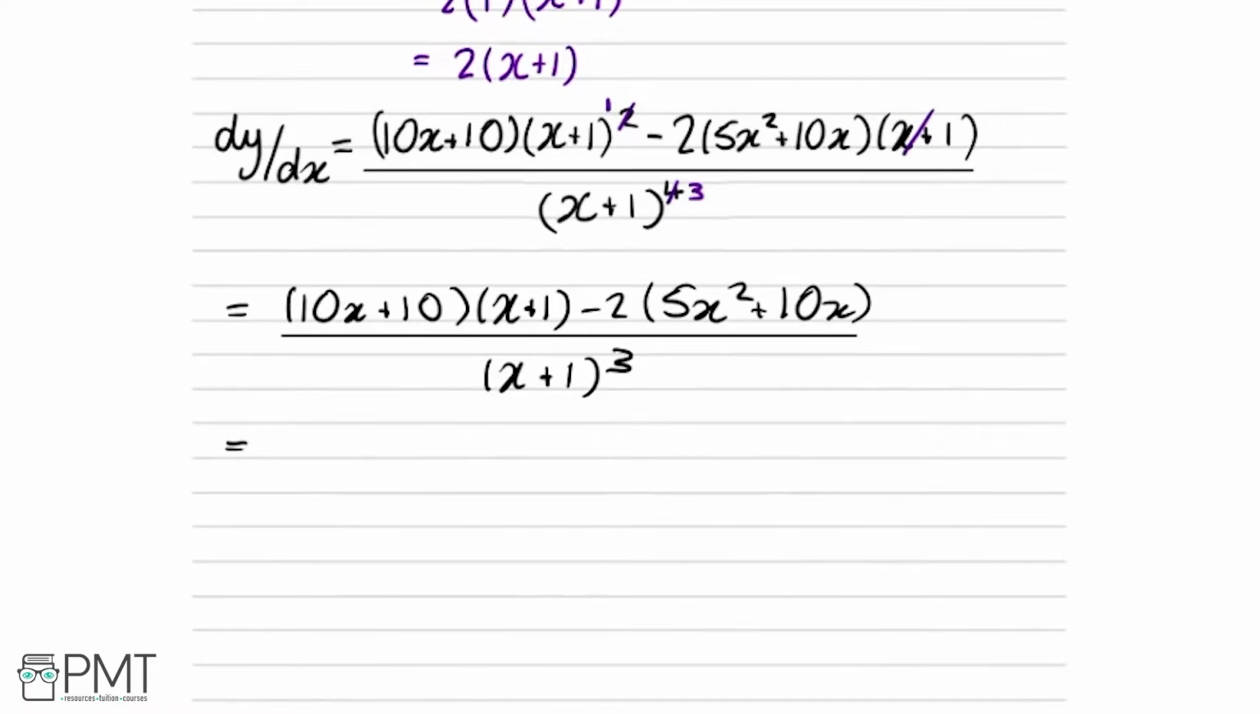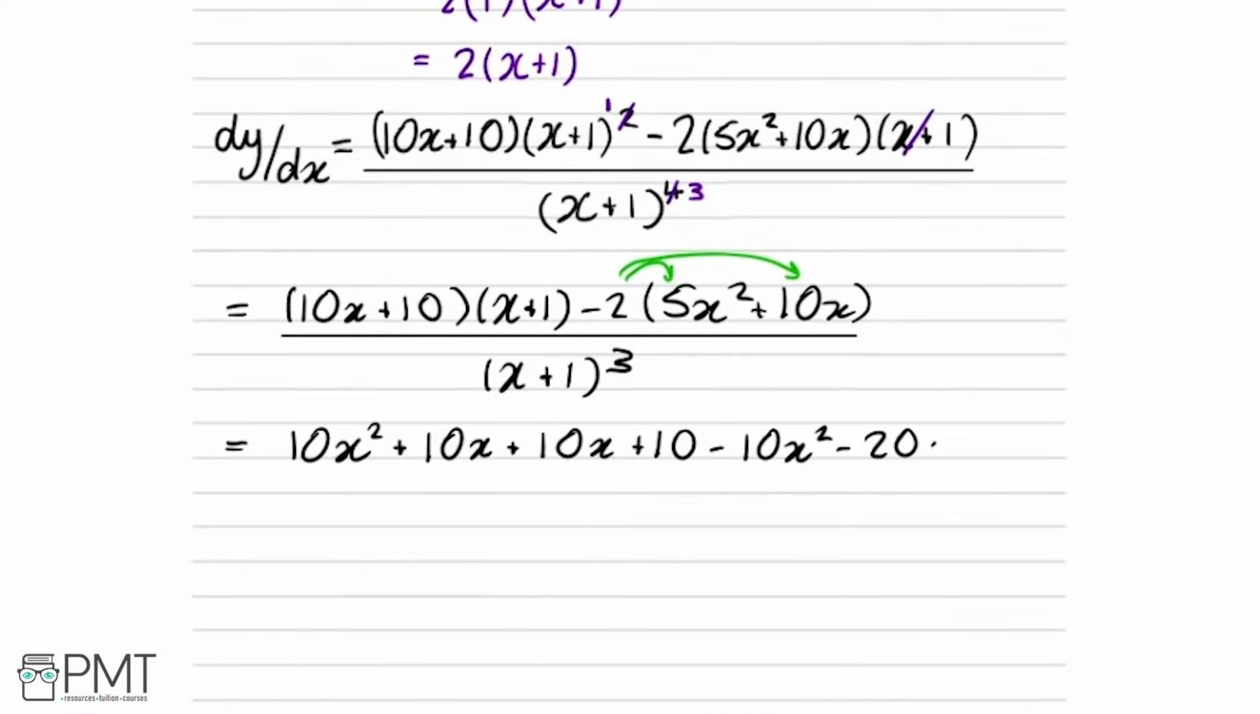So now what I'm going to do is expand out the brackets in the numerator and see if anything sort of cancels out with each other. So we have 10x times x, we have 10x squared. Plus we've got 10x times 1, so we have 10x. Plus 10x again, because we've got 10 multiplied by x. And plus 10, because 10 times 1 is 10. And then we're going to multiply this 2 with both parts of the bracket. So you're going to have minus 10x squared and minus 20x. And again, that's all over x plus 1 to the power of 3.